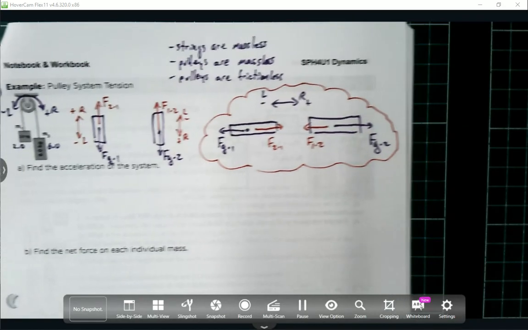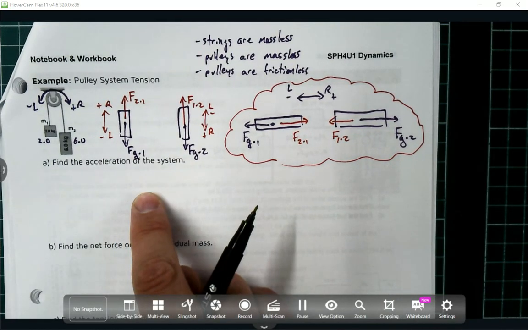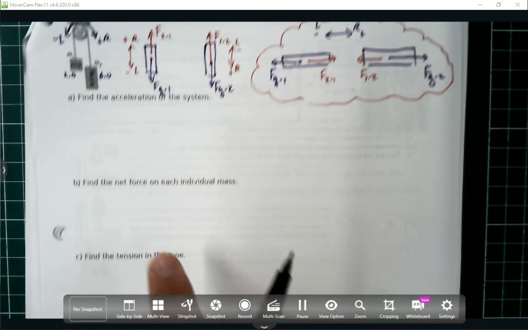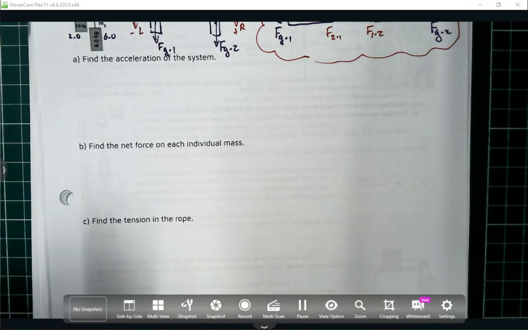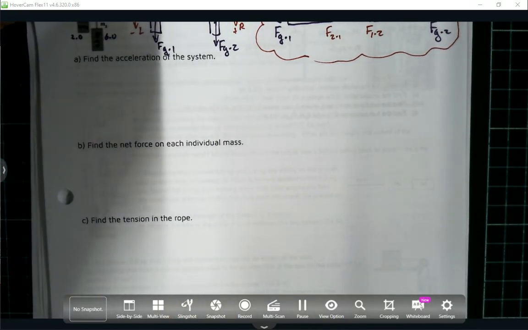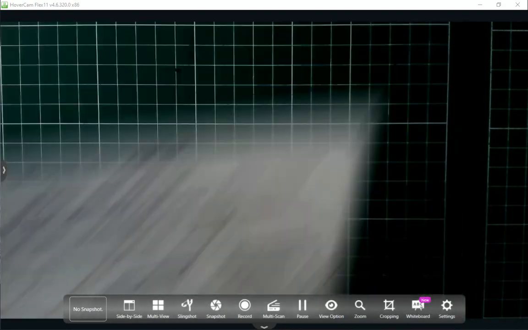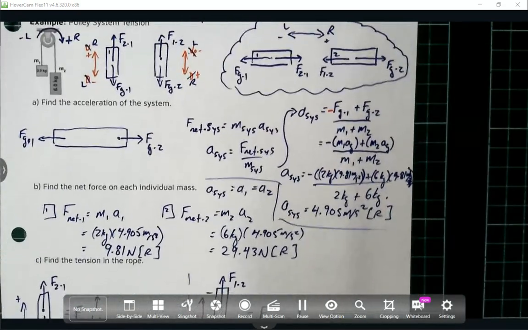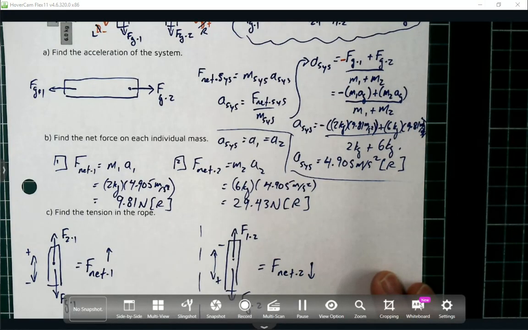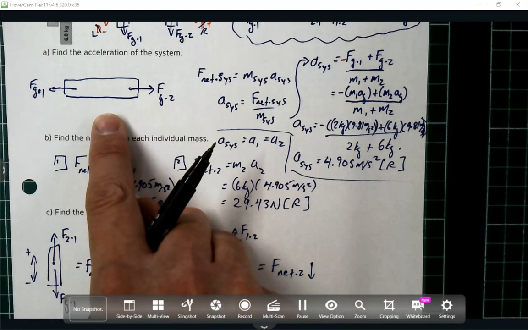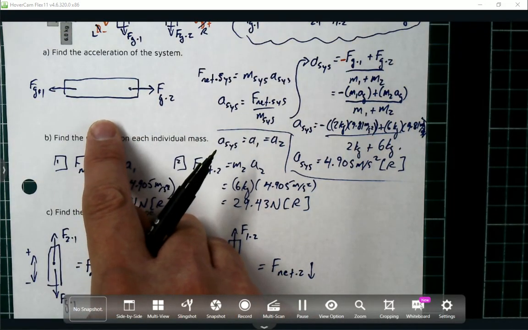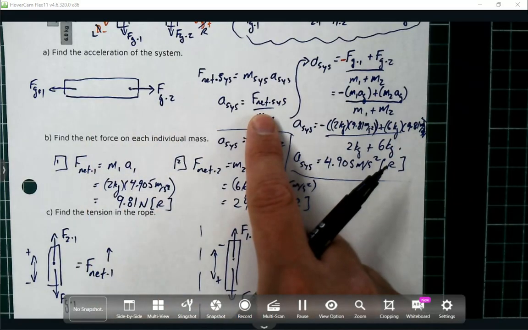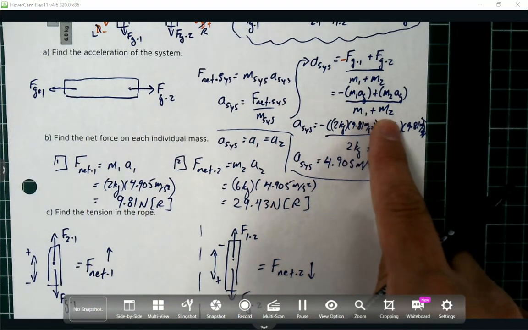Now, in terms of finding the acceleration of the system, the net force on each individual mass, and finding the tension in the rope, what we're going to be doing is essentially the same thing as the previous problem. Just for the purposes of you having easy access on the YouTube channel, I'm going to put this up on the screen pre-filled in, okay? And you can do your screenshots as necessary. We can find the net force on the system by looking at the external forces, the force of gravity 1, force of gravity 2. That's going to allow us to calculate the acceleration of the system. Remember, mass 1 and mass 2 are the total mass of the system.